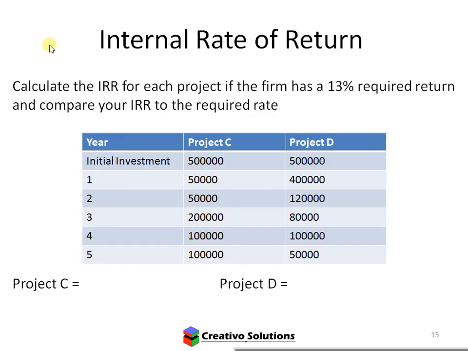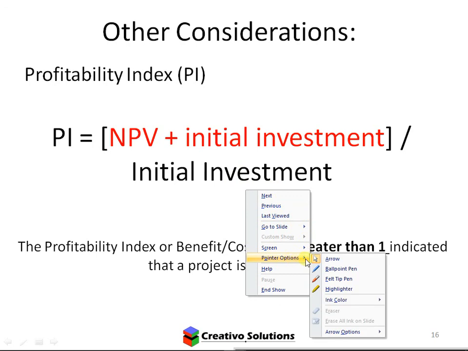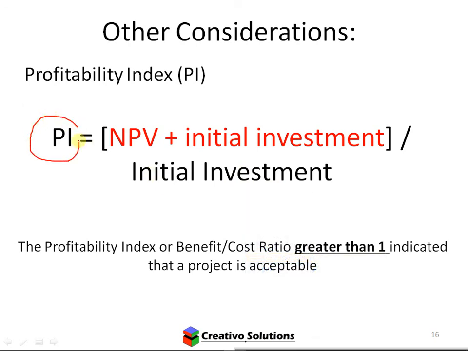Alright, and then the last two notes, profitability index. This is in your formula sheet. So PI, you'll see, is the last one on the right. You'll be using that to do this calculation.